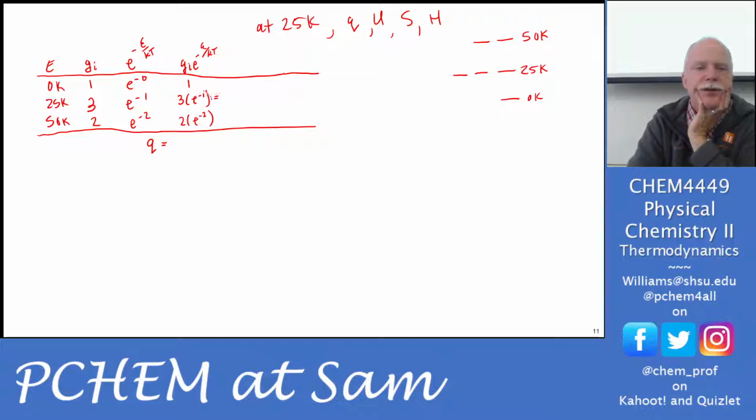Can y'all tell me what this one is? Just this little piece. Say again. Okay, and this little piece? 0.27? Okay, and this one was 1.0. Okay. And so our Q is?